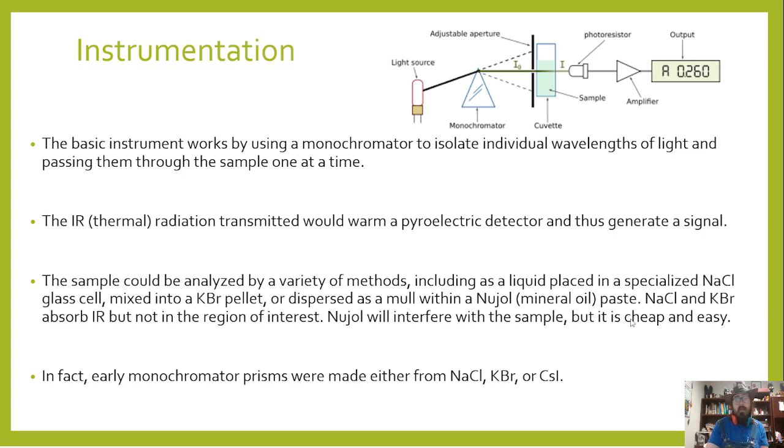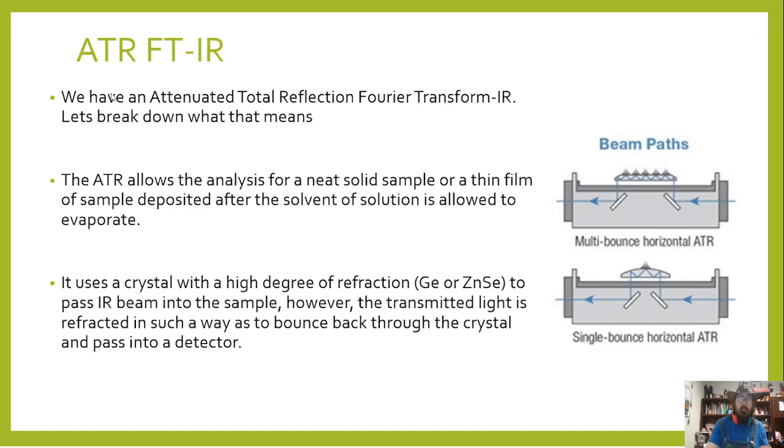Well, the Nujol does absorb some, but it's cheap and easy, so if you have a really cheap instrument, great. But sodium chloride and KBr absorb maybe in the far IR, so if it's outside the window of what you're looking at, it doesn't really matter. So early monochromator prisms were made out of sodium chloride, KBr, or cesium iodide, because these won't absorb the right wavelength. But what we have now is the attenuated total reflection Fourier transform IR.